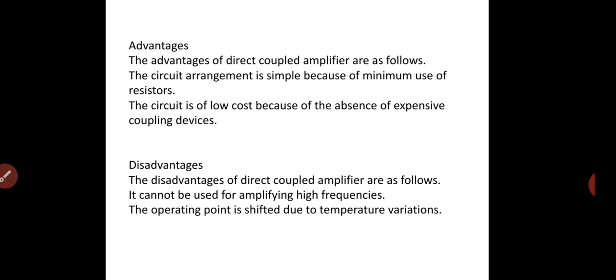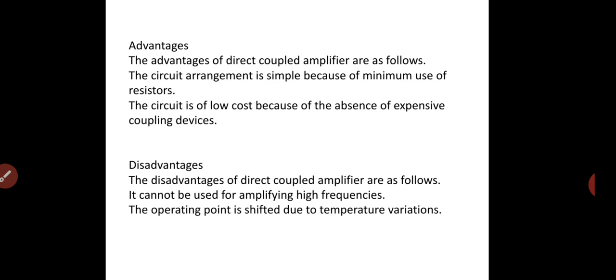The advantages of the direct coupled amplifier are as follows. The circuit arrangement is simple because of minimum use of resistors. The circuit is low cost because of the absence of expensive coupling devices. Because coupling devices are not used, the cost of the circuit is very low.